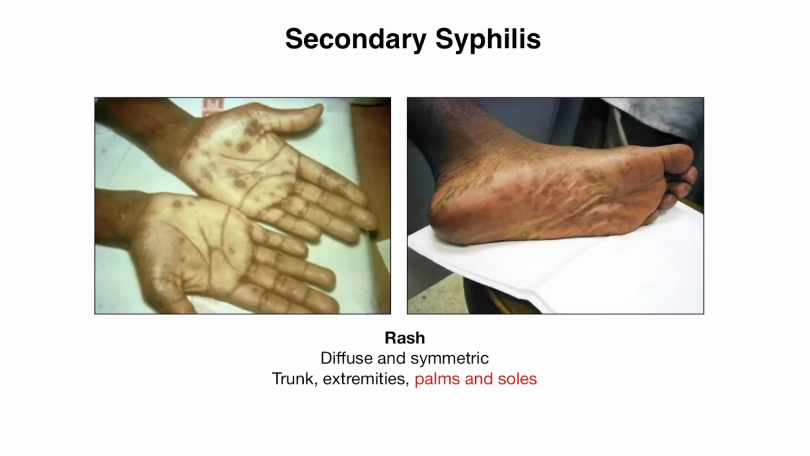Patients can also present with a diffuse rash, and this is actually the most characteristic finding of secondary syphilis. The rash is symmetric, so it should present on both sides of the body. It usually affects the trunk, the extremities, and especially the palms and soles, and this is something to look out for because there are only very few rashes that usually present on the palms and soles.